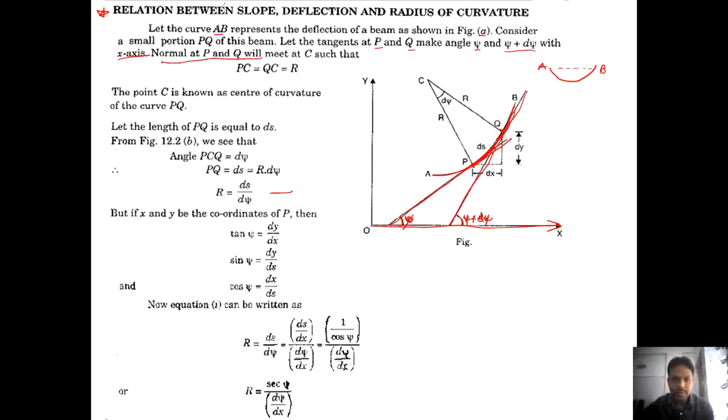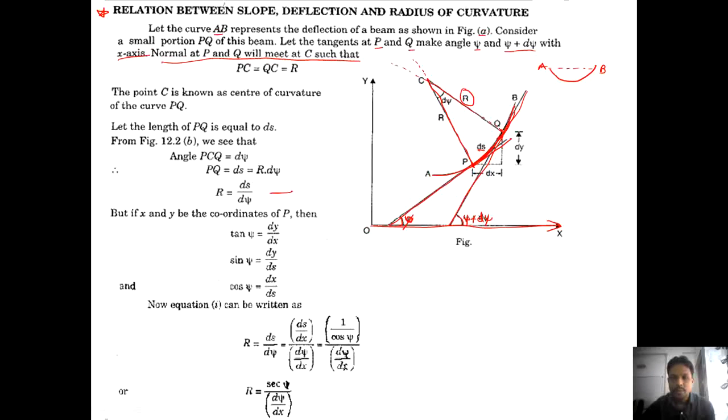Let us draw the normal, perpendicular to the tangent, from point P and point Q. The normals at P and Q will meet at C. From point P we have drawn this, and from Q perpendicular to this tangent we have drawn this, and it is intersecting at point C. So CP and CQ denote the radius of that curve. The arc of this curve is named ds.